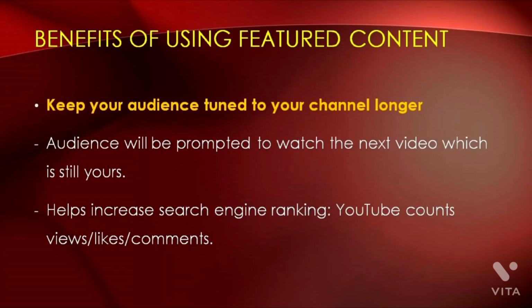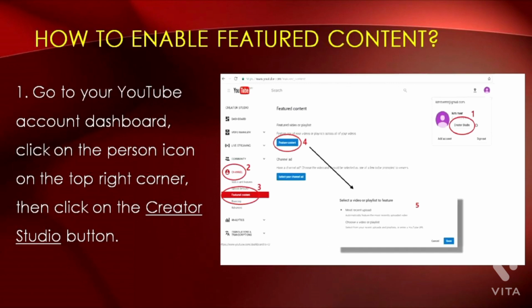With featured videos, YouTube will be taking note of how many likes, comments, or views your video is getting, and it will rank you accordingly in their search engine results. So this means that the featured content can be used to increase your search engine ranking for your entire channel. Now let me show you how to enable featured content in your YouTube channel.